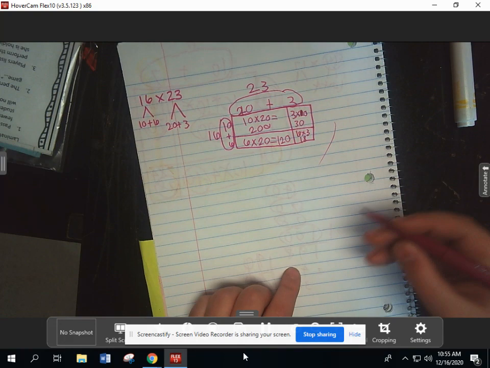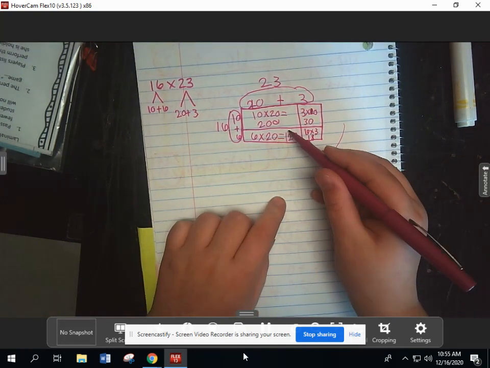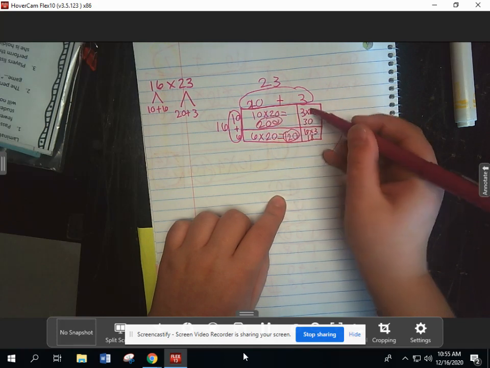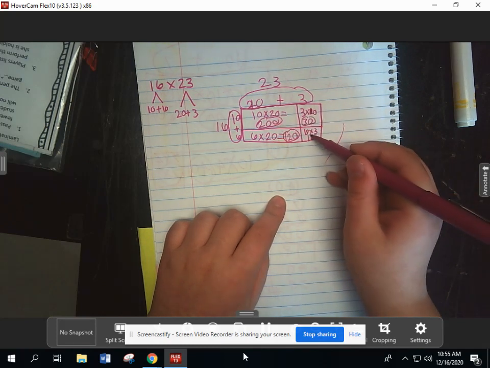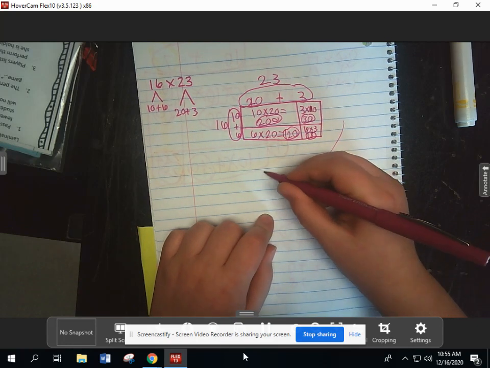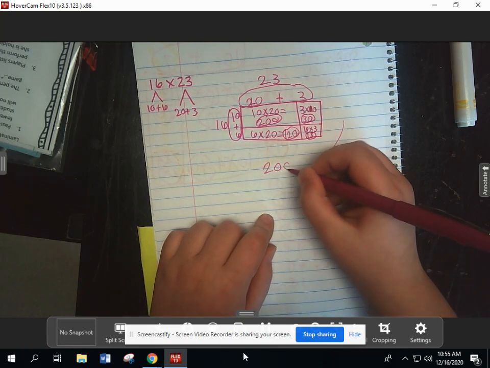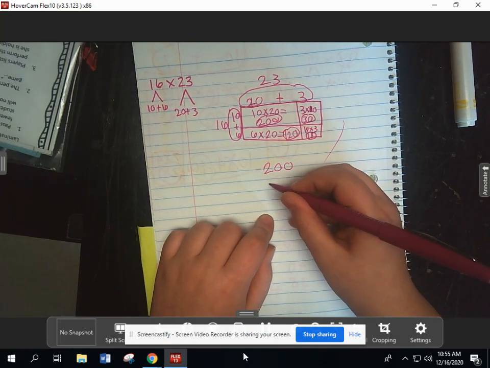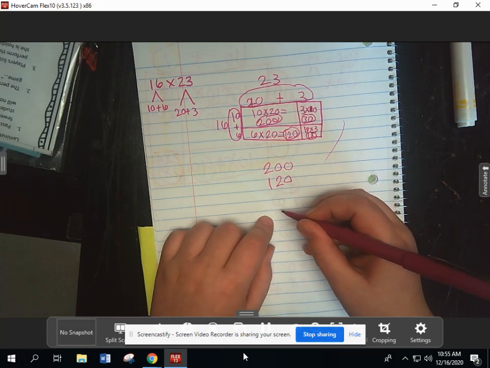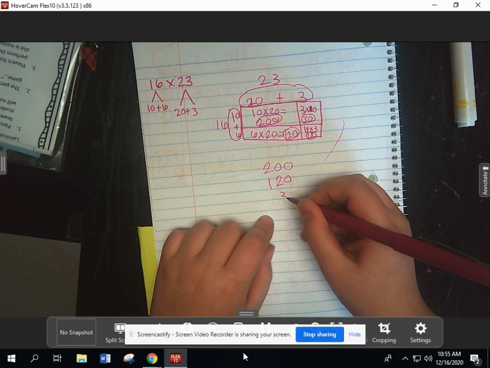Okay, so he's got his 4 partial products, and now he has to add up all 4 partial products. Eventually, you won't even have to circle them because you will be so used to dealing with these 4 numbers. Actually, I have to give you something to practice on.